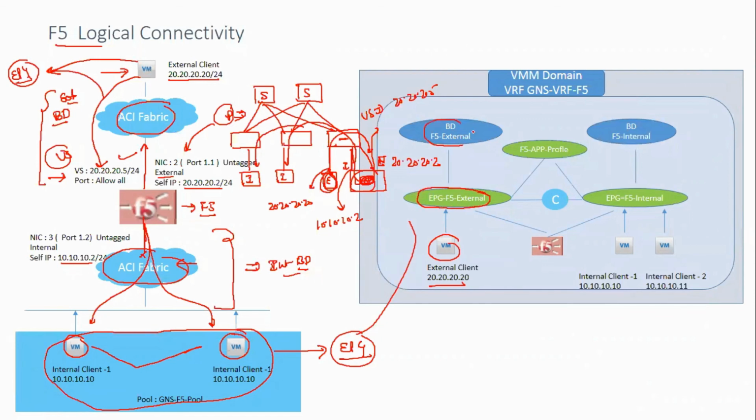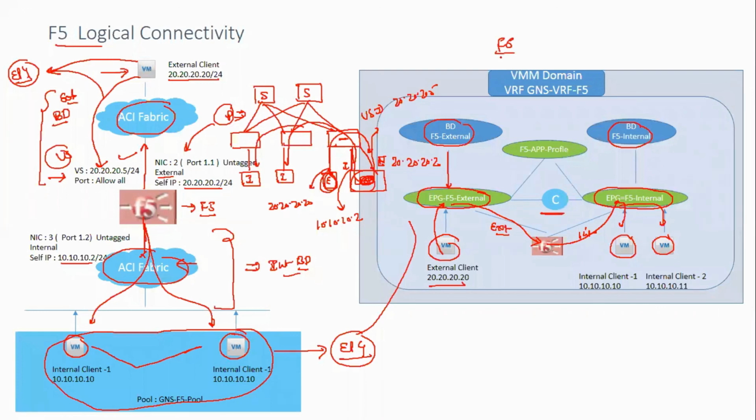So likewise, your external client is under the external bridge domain, and it is in the external EPG. All your internal clients are in the internal bridge domain, and they are in an internal EPG, right? So this is your external, this is your internal, and there is a contract to talk to each other, right? So what will happen? Your traffic will come on this EPG, then it will go to the load balancer, then it will go to this EPG, and it will load balance the traffic. So this is how your logical flow happens in the F5.